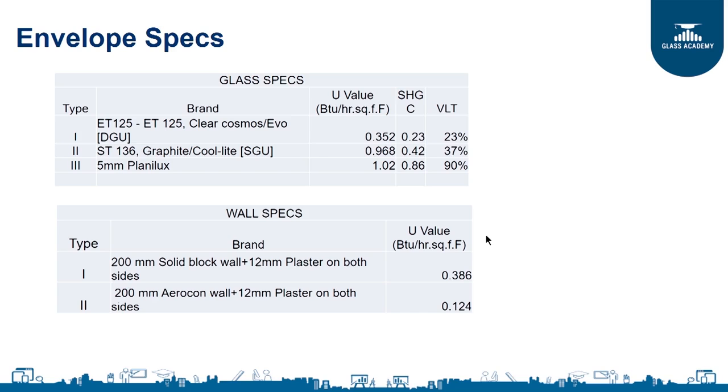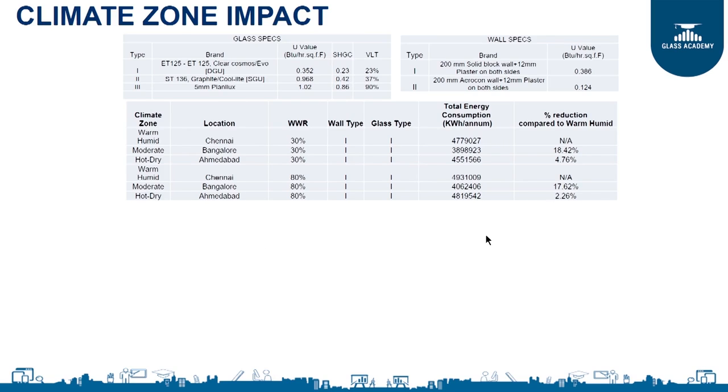And of course you have wall also in your envelope. And what is the different types of wall that you can look at? You have an Aerocon block wall which has a lower U value compared to a solid block wall which has a higher U value. So you want to limit the U value, because lower the U value, the lower would be the heat ingress through conduction.